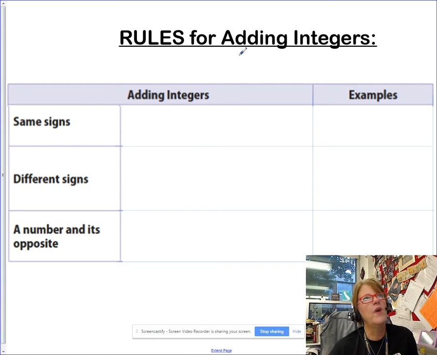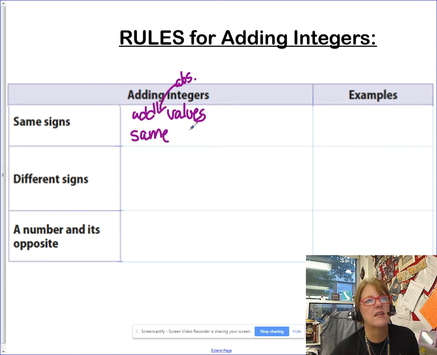So when we are adding integers, if you have the same signs, then you simply add the absolute values of the numbers, and then it has the same sign as your numbers. So for example, 4 plus 3, add the values, that's 7. They're both positive, your answer's positive.